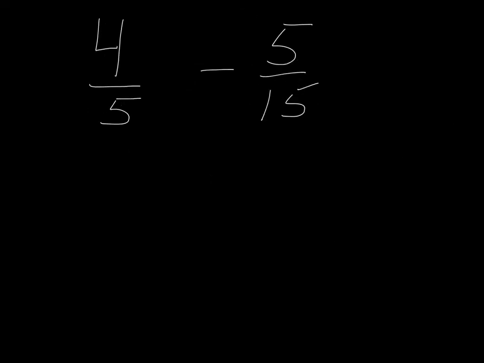The process is exactly the same for subtracting fractions. I have to find a like denominator. Again, students will either look at this and know that 15 is the least common multiple, or they're going to have to count by 5s, 5, 10, 15, and count by 15 to see that 15 is our new denominator.